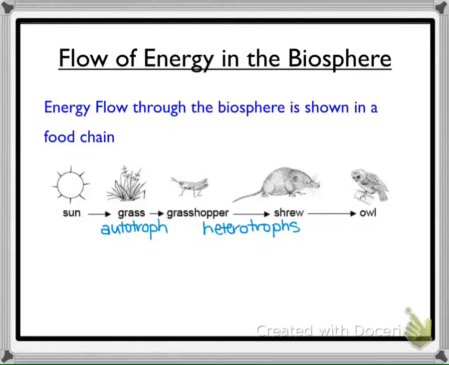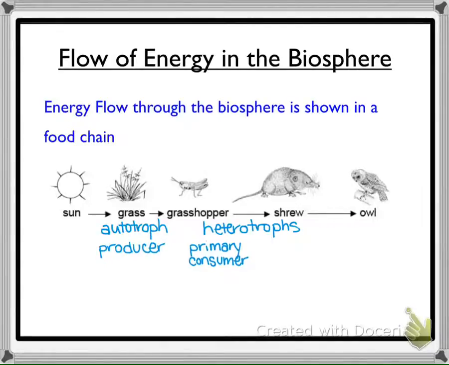Now there's a couple different ways that we can talk about all of the different organisms in this food chain. So we can talk about the grass as a producer. We said it produces its own energy. That means everything else in this food chain is a consumer. But in order for us to be able to differentiate between the role of the grasshopper, the shrew, and the owl in this food chain, we can give them slightly different names.